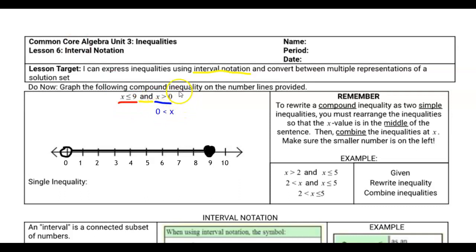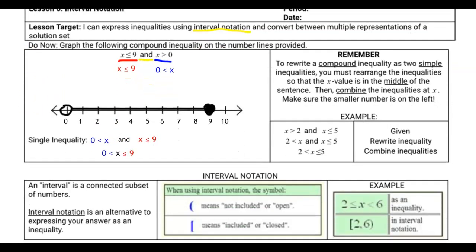0 is less than x. Remember, x is bigger than 0, which means x is the larger value here, which means if I put x on the right-hand side, the alligator still has to be eating the larger number, so 0 is less than x. I don't have to rearrange this. I'm just going to write it down just like it is, and we'll try to combine those into one inequality. Our combined compound inequality, we have 0 is less than x is less than or equal to 9. Smallest number on the left, largest number on the right.